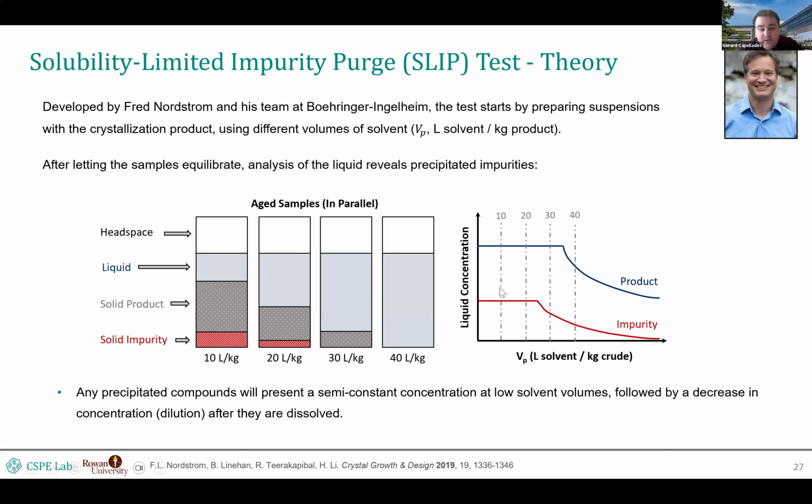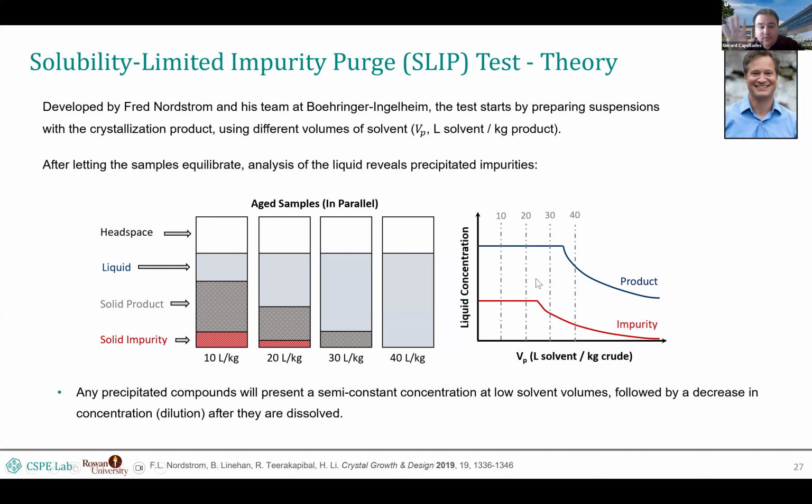At the moment I dissolve the impurity, I start seeing the liquid concentration drop, because there's no longer the solid-state independent impurity able to replenish the liquid concentration. You can see a drop that can be modeled by simple dilution. It's a simple mass balance. And eventually, when I dissolve the product, I should get a clear solution and a drop in concentration.